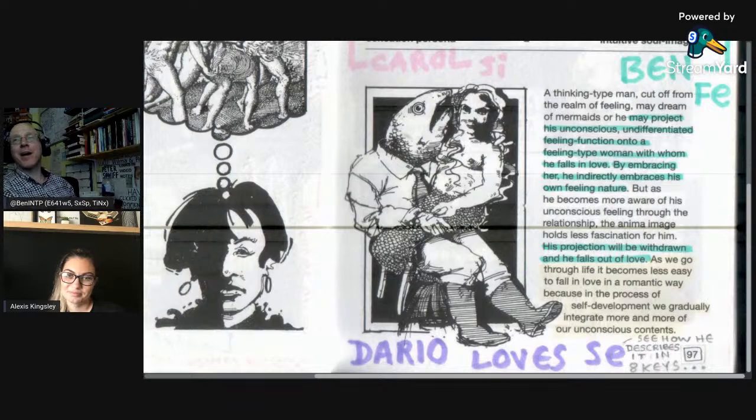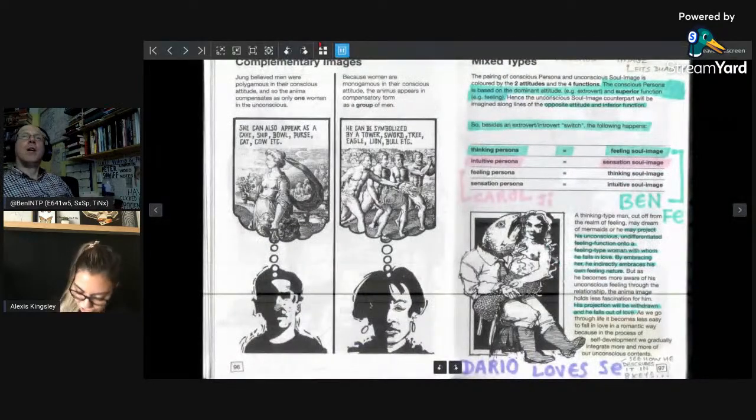A thinking type man, cut off from the realm of feeling, may dream of mermaids, or he may project his unconscious, undifferentiated feeling function onto a feeling type woman with whom he falls in love. By embracing her, he indirectly embraces his own feeling nature. But as he becomes more aware of his unconscious feeling through the relationship, his anima image holds less fascination for him. His projection will be withdrawn and he falls out of love. As we go through life, it becomes less easy to fall in love in a romantic way, because in the process of self-development, we gradually integrate more and more of our unconscious contents. It's kind of an interesting idea.